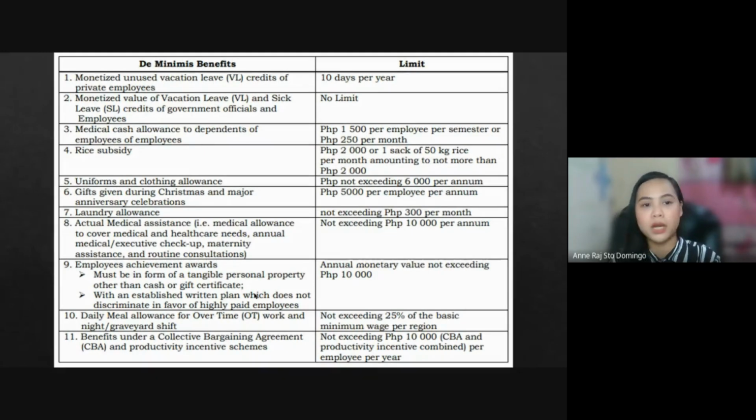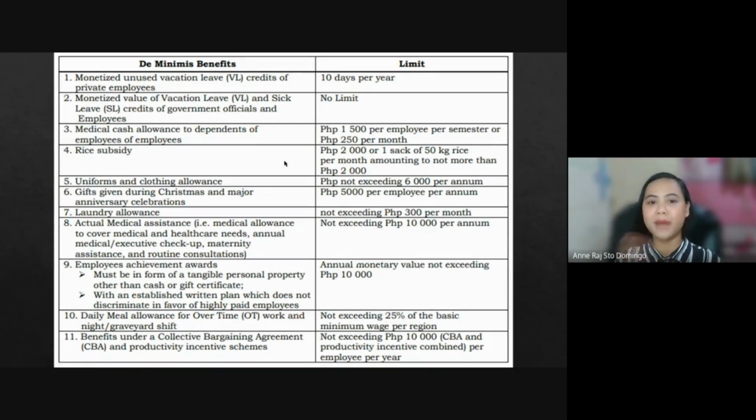So, kapag na-monetize nyo na vacation leave lumagpas sa 10 days, halimbawa 15 days na vacation leave nyo na nabayaran, magkakaroon na po yun ng tax. So, naintindihan? Next, number 2. Number 2, pakibasa, Ronald. So, ang limit niya, no limit.